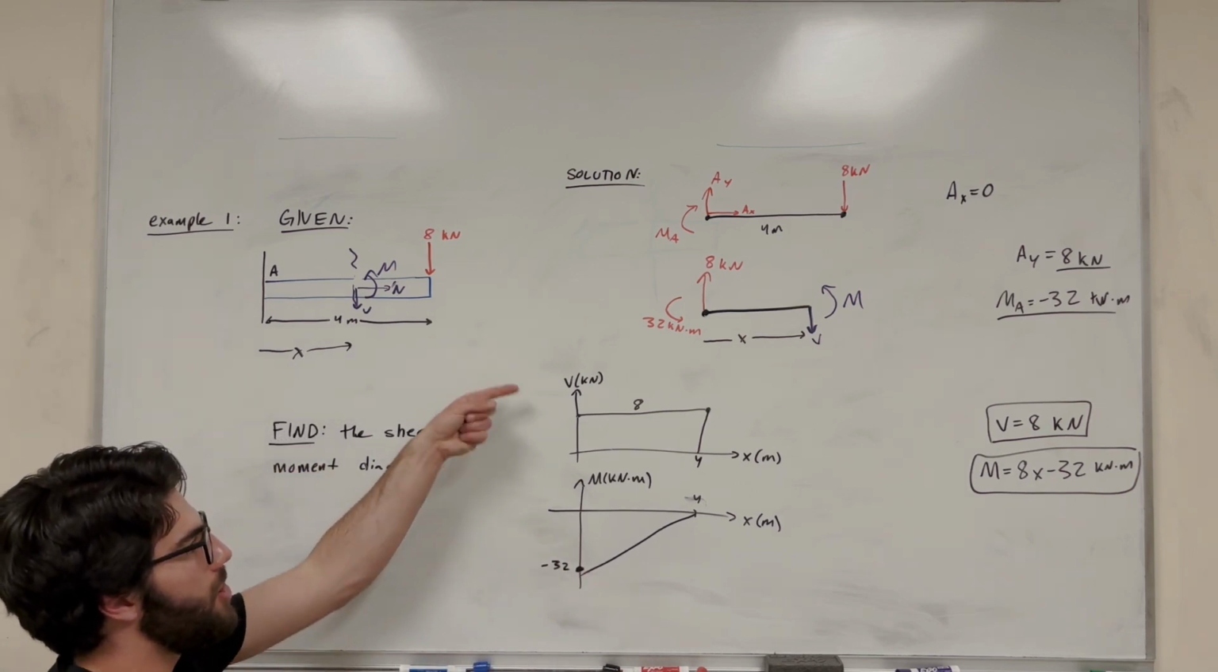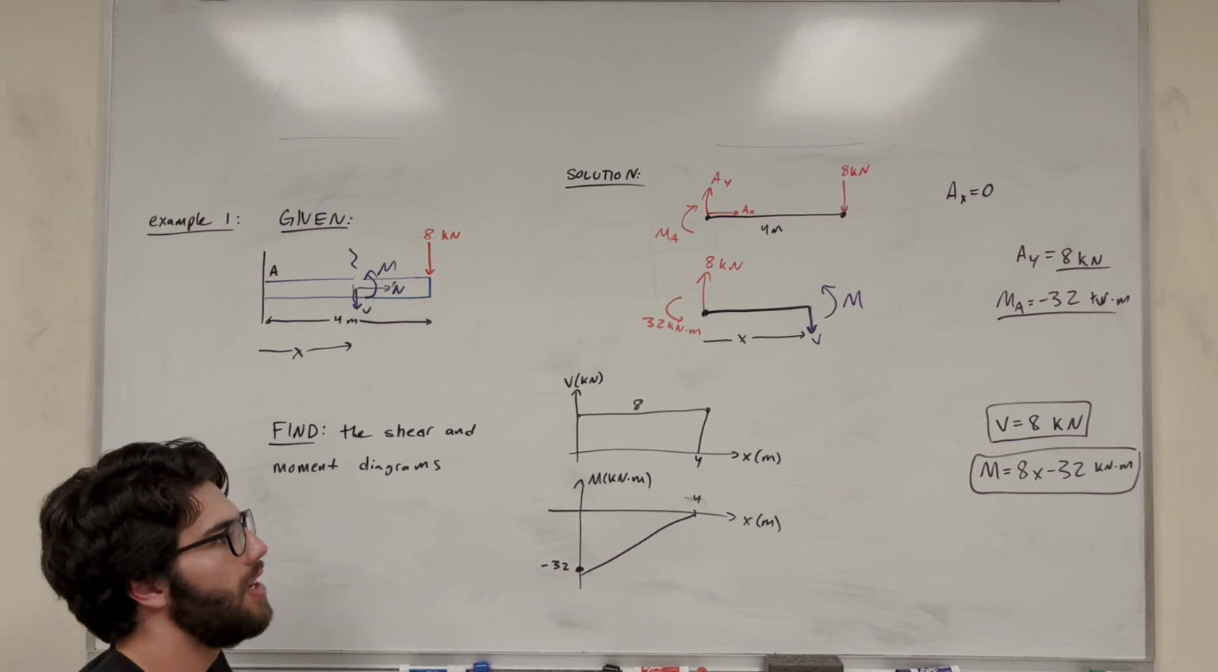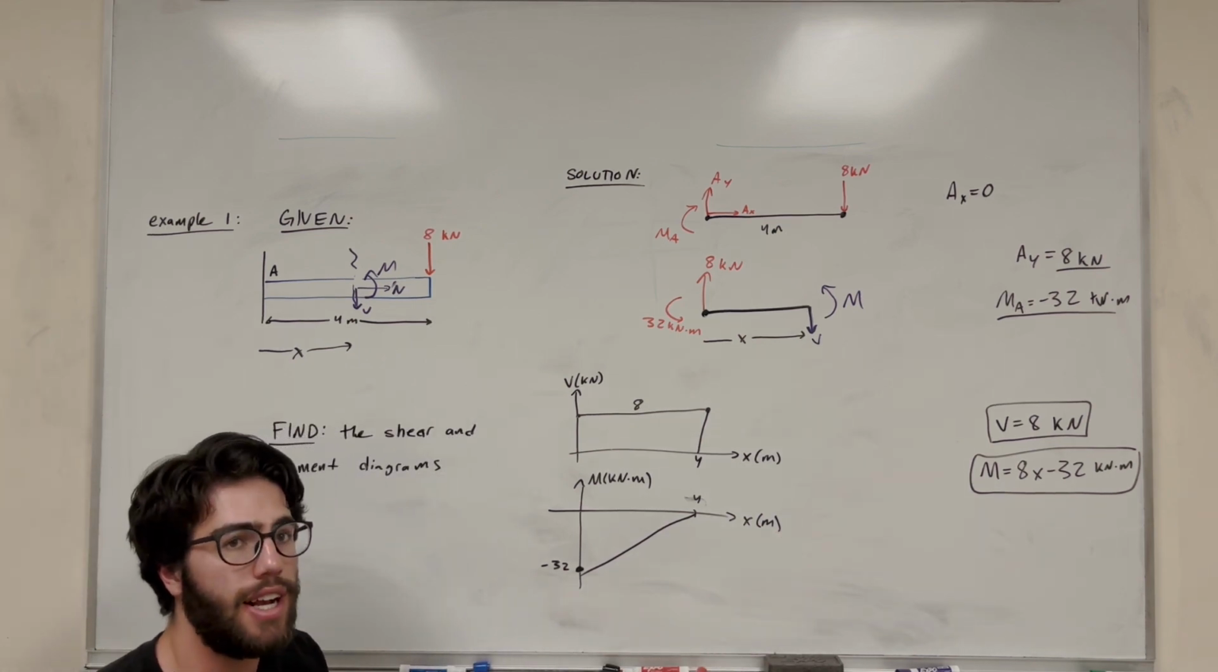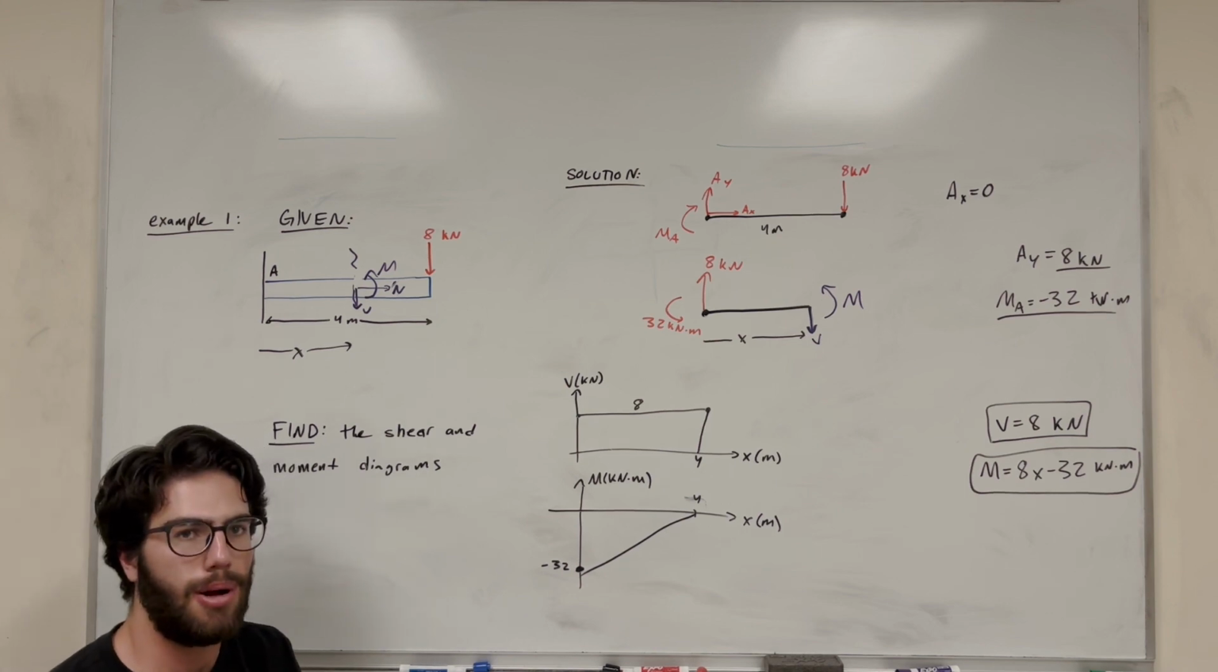And there we go. So we drew our shear diagram and our moment diagram. So that's how you write the equations. So this is a super simple problem, right? We're going to get into some more complicated problems next. So stick around for that, and I'll see you in the next problem.